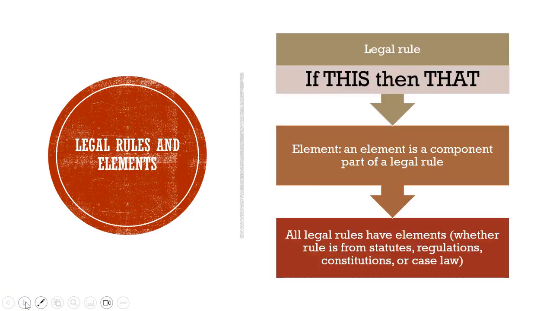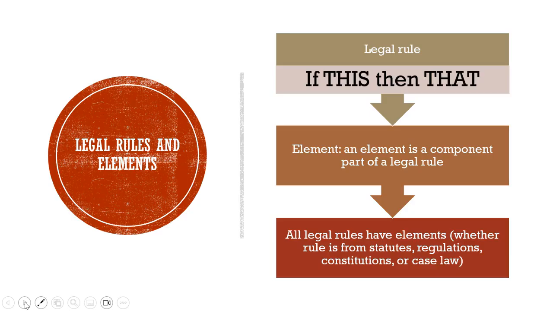The legal rules and their elements: it just comes down to deductive reasoning. A legal rule says, if this, then that is the outcome. An element is a component part of a legal rule, and all legal rules have elements, whether rules from statutes, from regulations, constitutions, or case law. So we're also going to cover some of the elements. It's a component part of a legal rule.